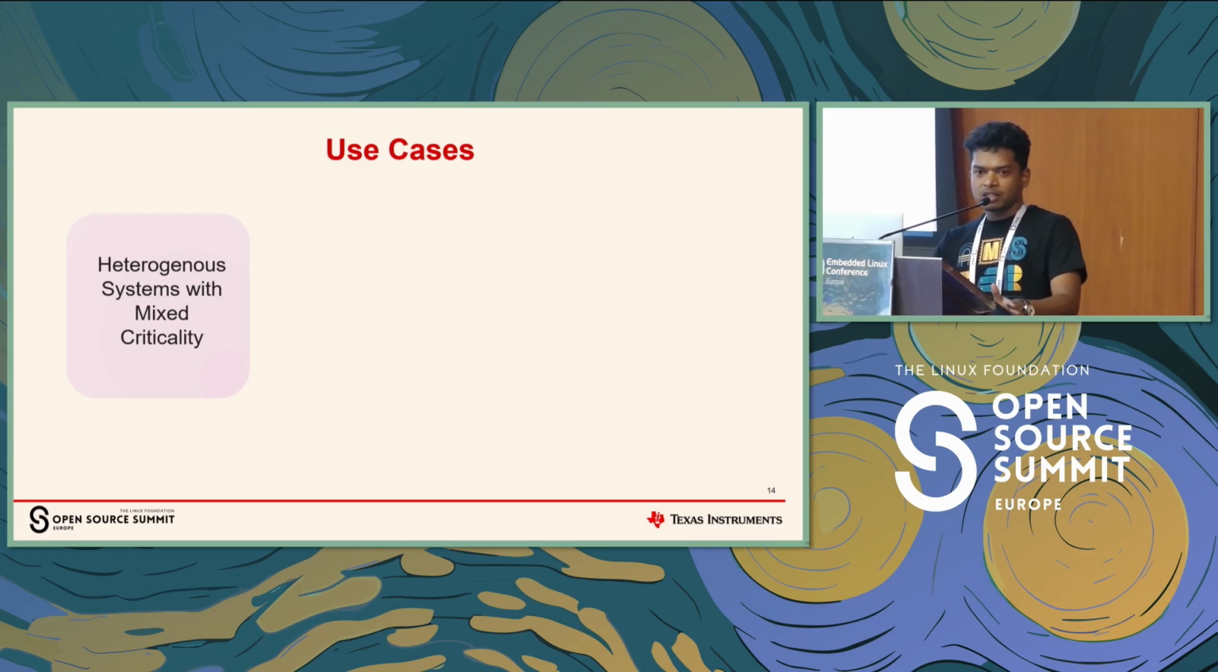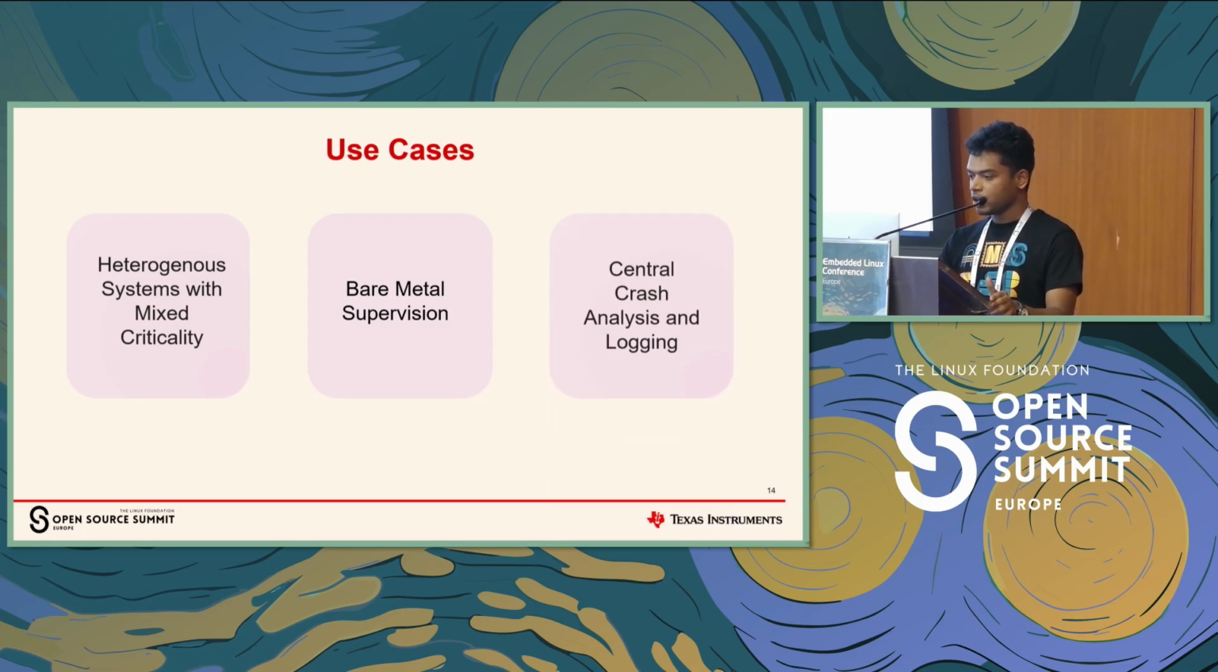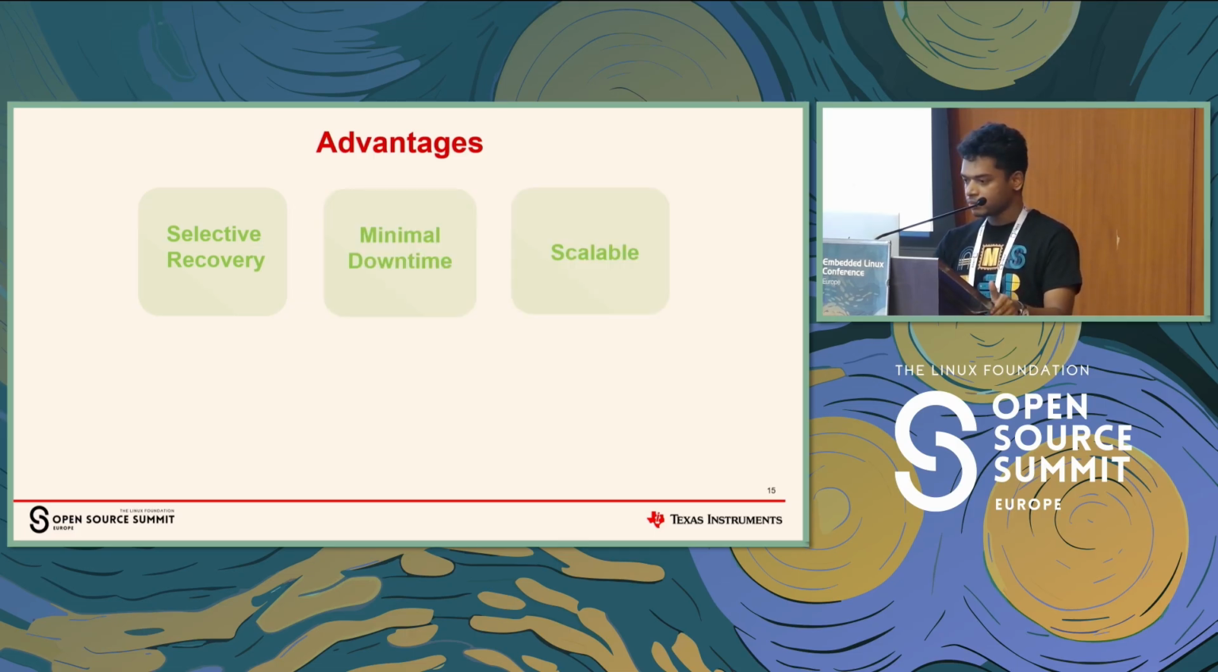Obviously, it's a big thing in mixed reality systems, where you also need to supervise some bare metal applications. And also, when you need to have crash test analysis and logging. What are the advantages? It's a selective recovery. As you know, if a subsystem has crashed, you don't need the whole system to restart. You just need a part of the system restarted, and it will reduce your downtime.